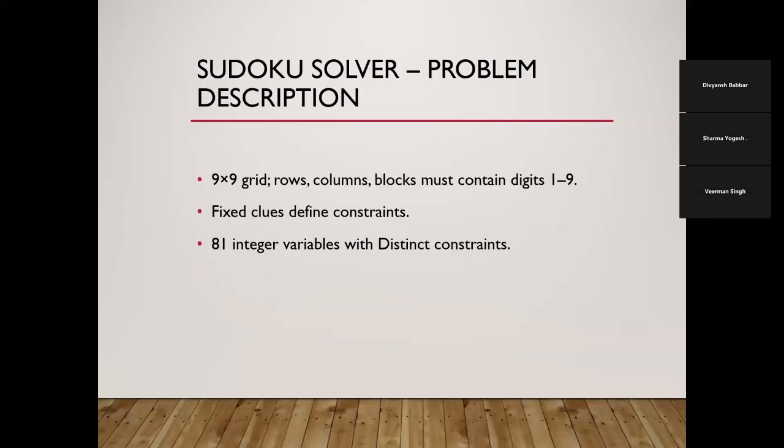Next, we will go over the Sudoku solver problem description. Our first example is Sudoku, which is a structured 9 by 9 constraint satisfaction problem. Each row, column, and 3 by 3 block must contain digits 1 to 9 exactly once. In our model, we create 81 integer variables, one for each cell, and we enforce the digit range from 1 to 9, like in normal Sudoku. We apply Z3's distinct constraint for rows, columns, and blocks, and then we encode the fixed clues taken from the puzzle input. This creates a clean mathematical representation of the Sudoku rules.